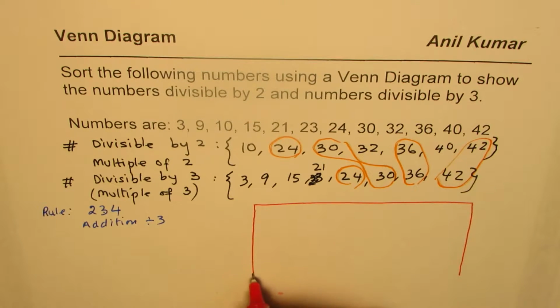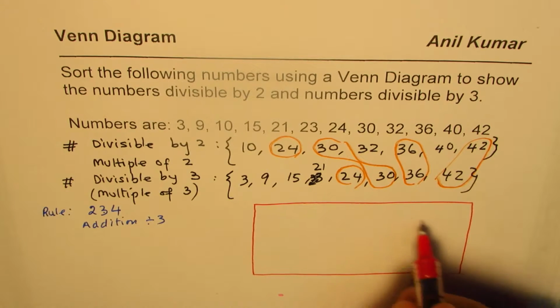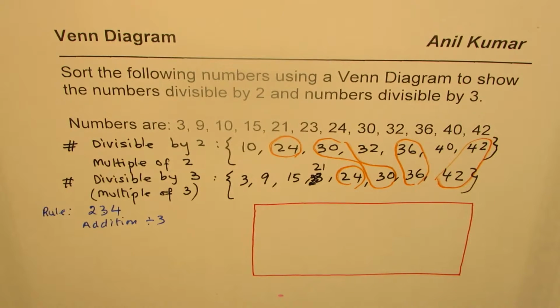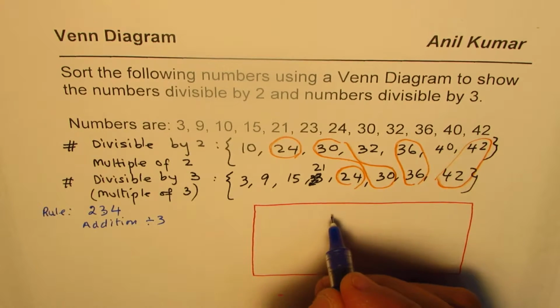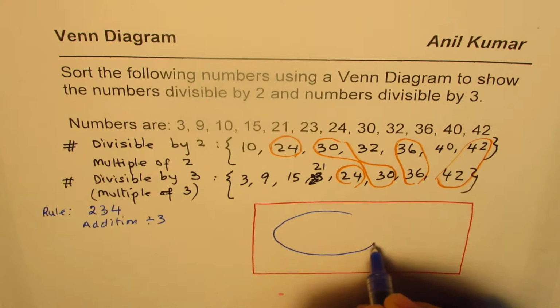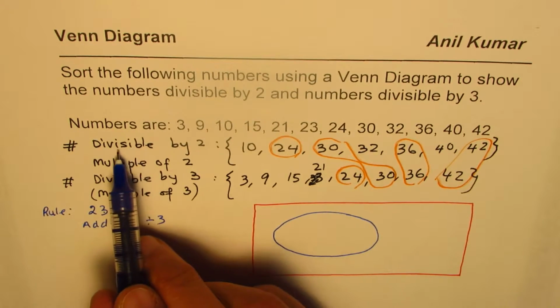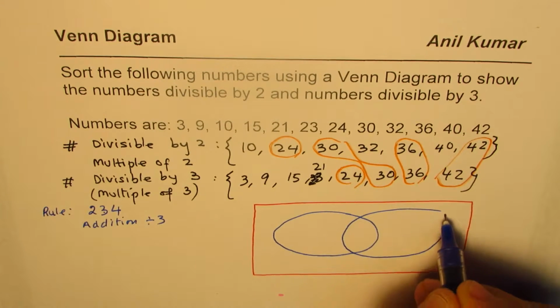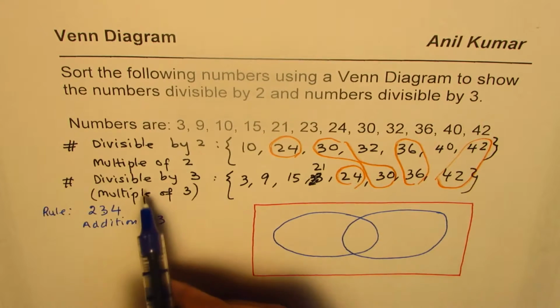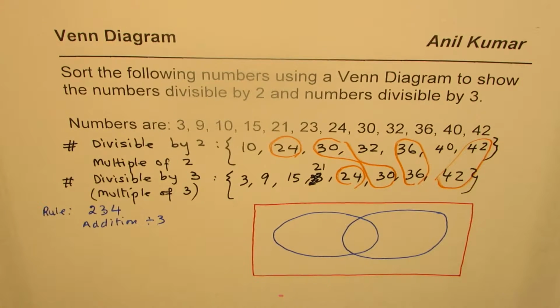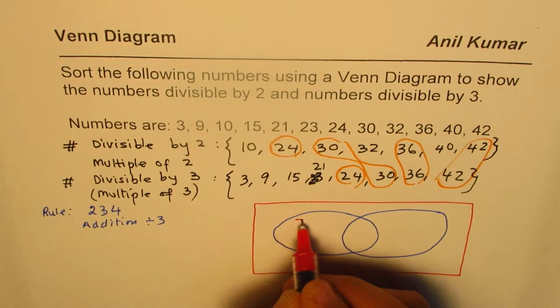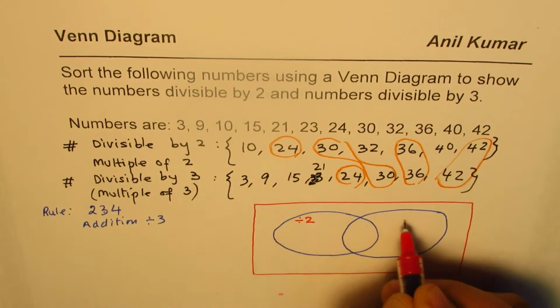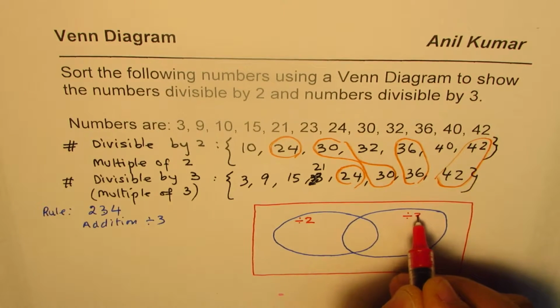Rectangle gives us the total space. So all the numbers will be included here in this particular rectangle, okay? Now here we are going to draw two circles. One circle representing the numbers which are divisible by 2, and the other circle representing divisibility by 3. So these are the two. So we could say, well, these are divisible by 2 and these are divisible by 3.